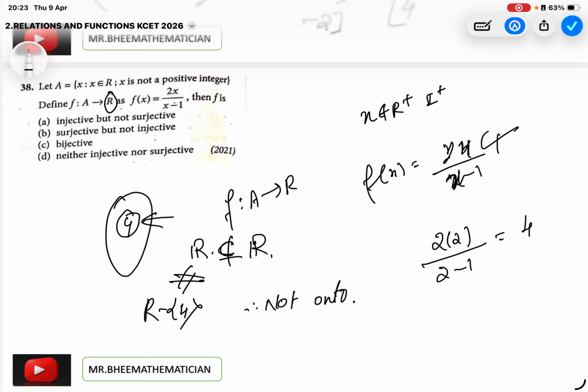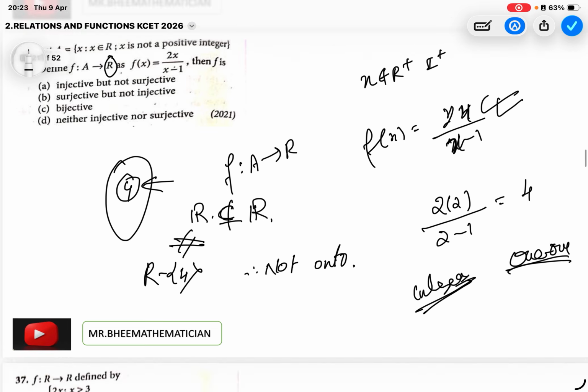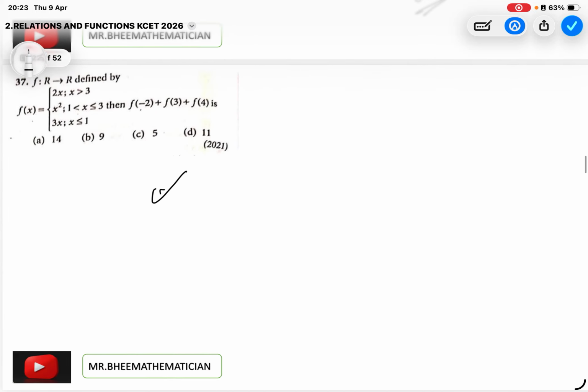And what about one-one? Yes, it is a linear function and increasing, constantly increasing. Hence, it is a one-one function. It is one-one, but not onto. This is repeated.